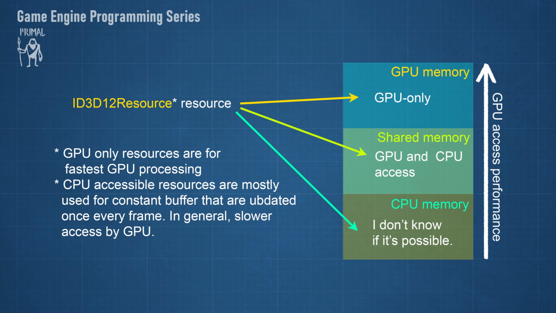Anyway, the GPU-only resources are the fastest for GPU processing and should be preferred for any resource that's not going to be updated by the application. The CPU-accessible resources are slower to process and are mostly only used for a small set of data that needs to be updated for each frame.